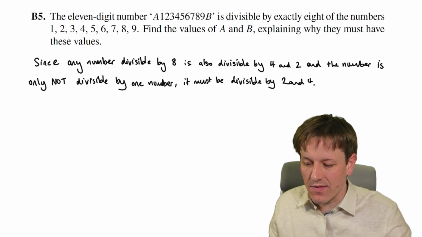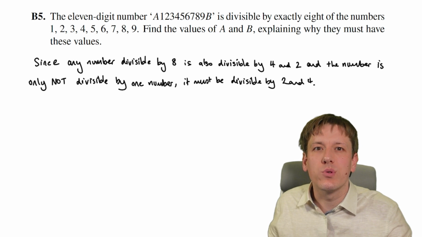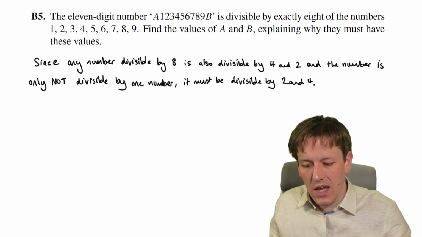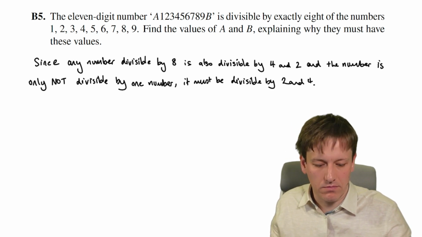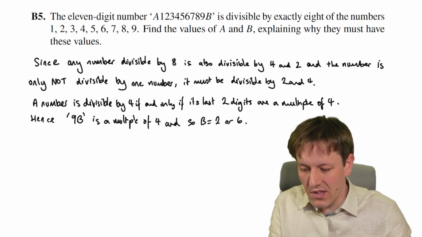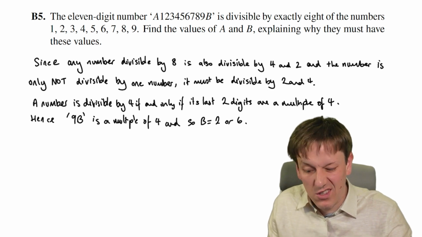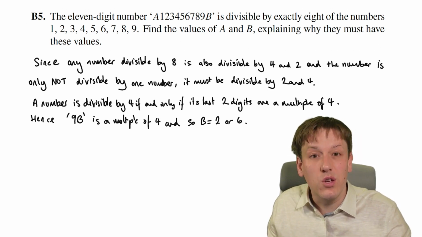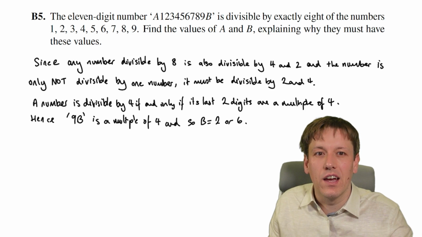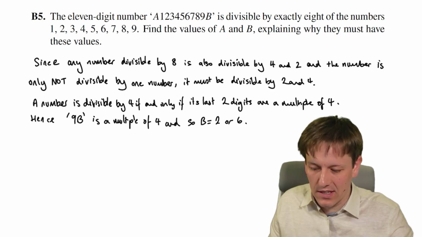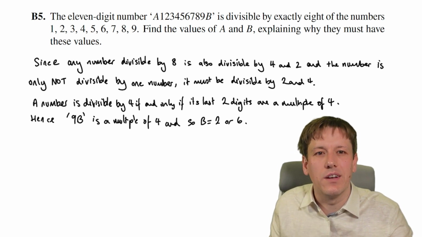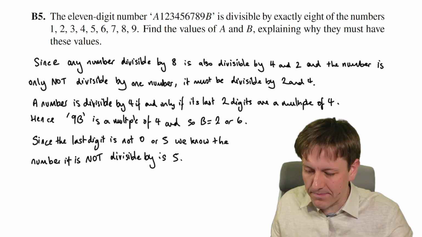So here's the sort of argument we can give. Since any number divisible by 8 is also divisible by 4 and 2, and the number is only not divisible by one number in the list, it must be divisible by 2 and 4. A number is divisible by 4 if and only if its last 2 digits are a multiple of 4, hence 9b is a multiple of 4, and so b equals 2 or 6. Notice I don't have to explain why the divisibility test works, so you're allowed to quote those, but just explain clearly what you're using and how it applies to this question. Putting a number like 9b in inverted commas shows that I'm referring to it as a combined number, not as the individual digits or as 9 times b or anything like that.